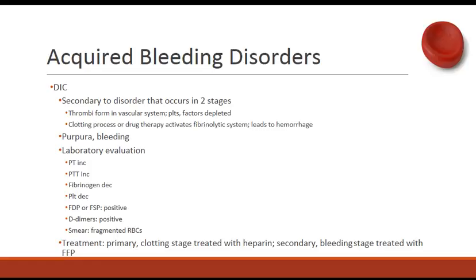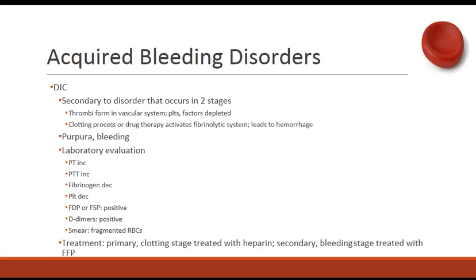Okay, we've already talked about DIC. This is secondary to something else that's going on in the patient. It can be a lot of different things. Preeclampsia in pregnancy, toxins. It's secondary. Usually what happens is the patients form clots, and then they start to bleed. So there's clots that are formed. The factors are all used up. This activates the fibrinolytic system, and then it leads to bleeding.